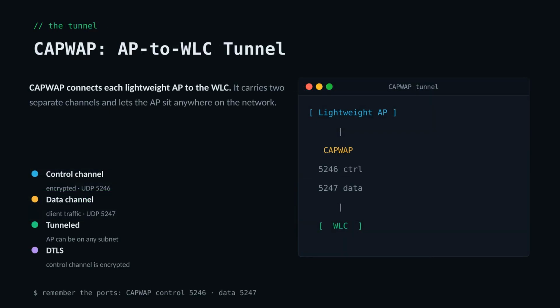And the mechanism that actually carries that split is CAPWAP, the tunnel running between each lightweight AP and the controller. It uses two channels, UDP 5246 for control traffic, encrypted with DTLS, and UDP 5247 for the client data itself. Because everything is tunneled, the AP can sit on any subnet, anywhere in the network, and still behave as if it's plugged straight into the WLC. If you remember two numbers for the exam, make it 5246 and 5247.